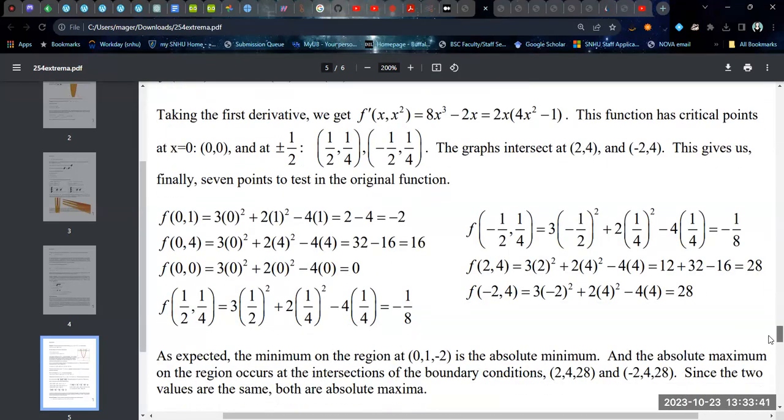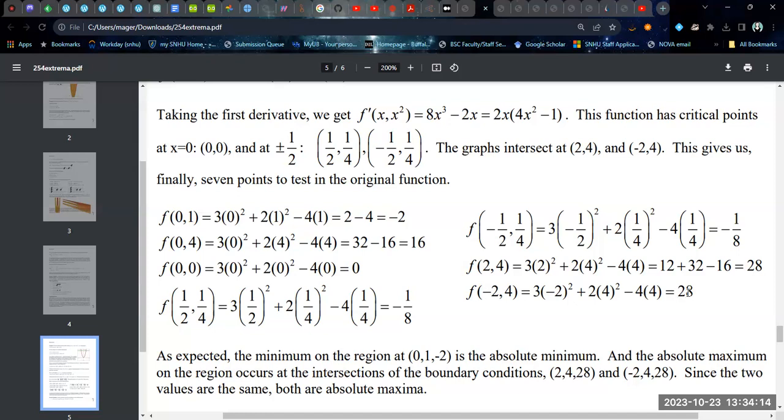But at this point, we just plug them into the original function and we find out what the value of the surface is. So if I plug in my first one, (0, 1), I end up with -2. If I plug in (0, 4), that's from the y equals 4 boundary, I get 16. If I plug in (0, 0), I get 0. If I plug in (1/2, 1/4), I get -1/8. (-1/2, 1/4), I also get -1/8. If I plug in (2, 4), I get 28. And (-2, 4), I also get 28.